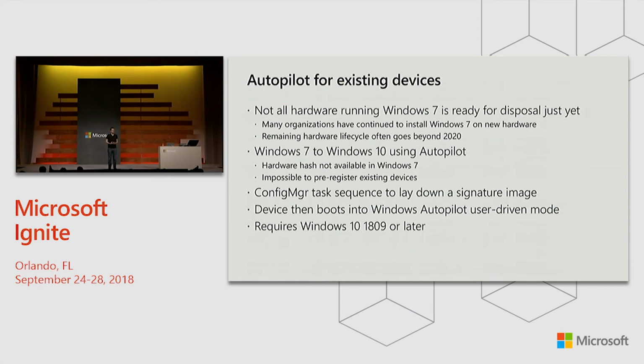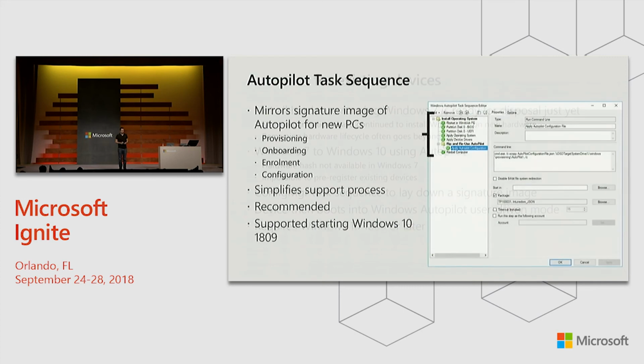So Autopilot for existing devices allows you to give your users an Autopilot experience on their existing devices. For Windows 10 devices, as we previously mentioned, you can extract the hash and register that device into Autopilot and then reset the device and they automatically get the Autopilot experience. That hardware hash is not available on Windows 7. So Autopilot for existing devices allows us to layer down a new Windows 10 image. The device then boots into Windows Autopilot user-driven mode, the experience that we just talked about, and they get the full Windows Autopilot experience. And it's available starting with Windows 1809 and later.